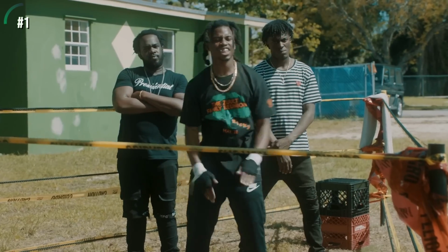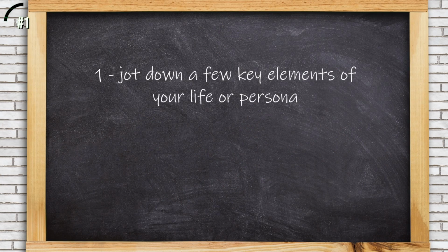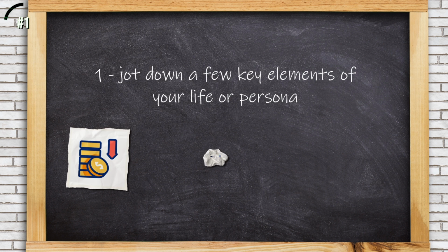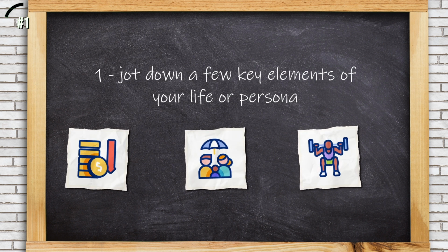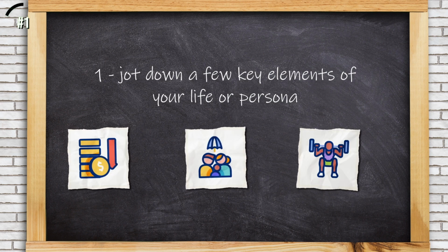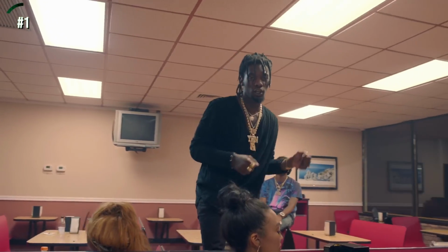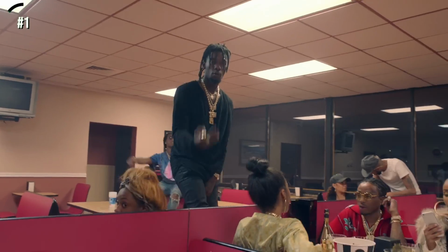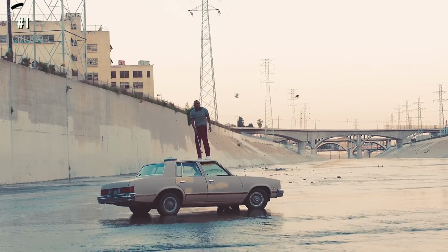So here's a little exercise to get you started. First, jot down a few key elements of your life or persona. Maybe it's your work ethic, your family, your hobbies. Now, take those elements and blow them up. Turn yourself into a superhero or supervillain version of you. If you're hardworking, you're not just dedicated, you're a relentless machine, conquering challenges like a boss. If you're family-oriented, you're the ultimate protector, like the head of a powerful dynasty.